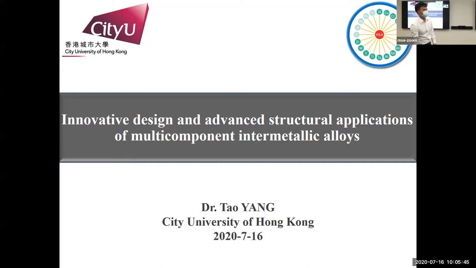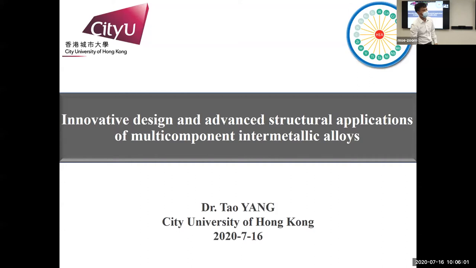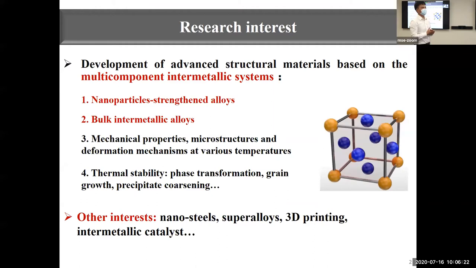My research is mainly based on the multi-component intermetallic system, and the topic of the talk is innovative design and advanced structural materials application based on the multi-component intermetallic alloys. My research is mainly focused on the development of advanced structural materials based on the multi-component intermetallic system. There are two parts of my research activities. The first part is nanoparticle strengthened alloys, and the second part is bulk intermetallic alloys and others.